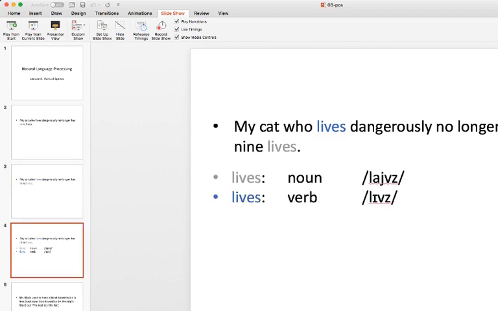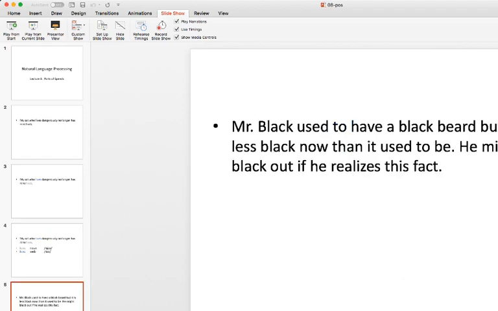In this case, they're also pronounced differently. So the noun is pronounced lives, the verb is pronounced lives. That's only one example. So here's an example wherein I make fun of Alan. So Mr. Black used to have a black beard, but it is less black now than it used to be. He might black out if he realizes this fact.